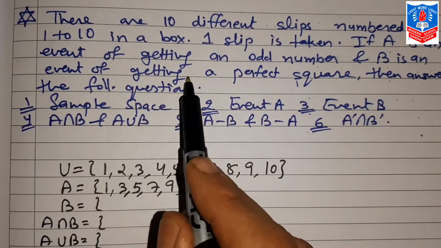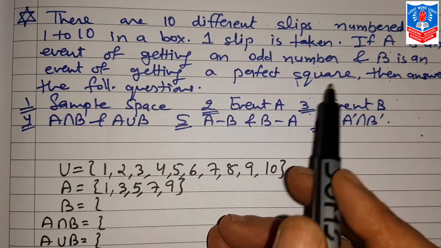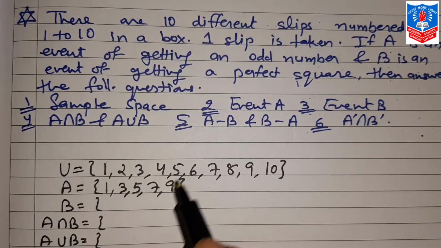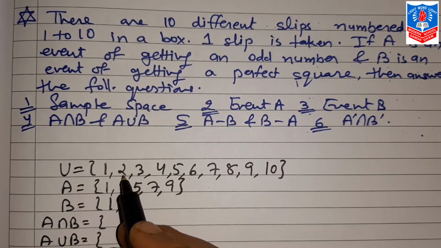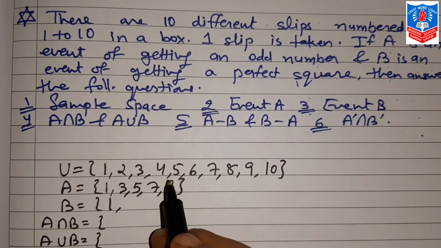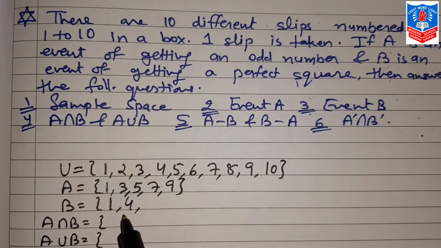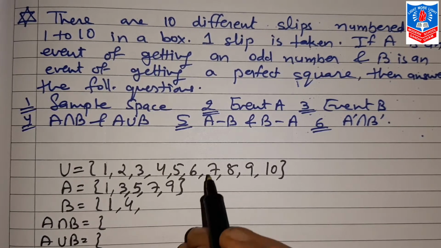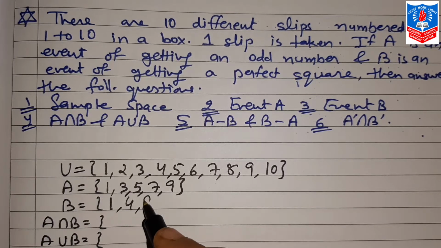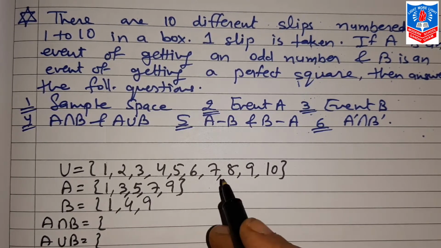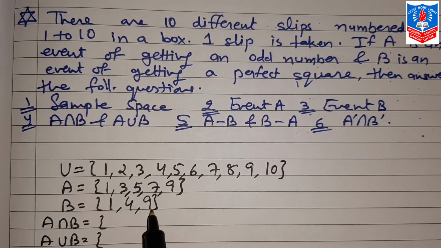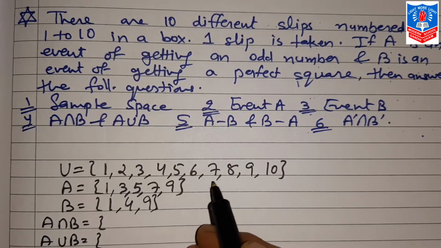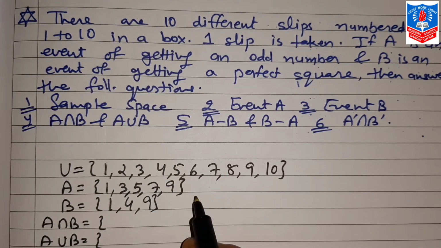Now event B is what? B is an event of getting a perfect square. Now from these 1 to 10, which numbers are perfect squares? That is 1. 2, 3 are prime numbers. Of course 4, that is perfect square of 2, 2 twos are 4. Same way 5, 6, 7, 8 won't be there. Next is 9, that is perfect square of 3. And 10 obviously is not there. So now B is 1, 4 and 9. Now these 3 things are given in the question.